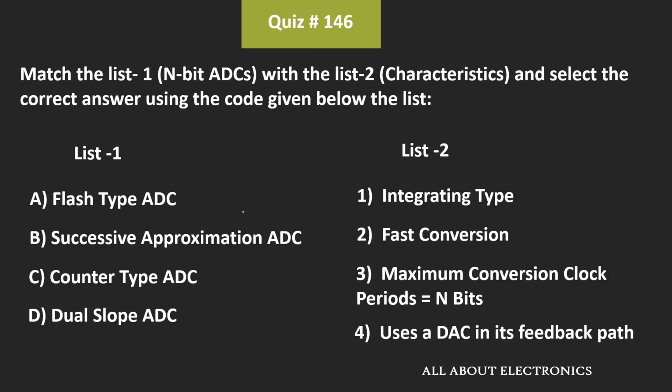Now we know that the flash type ADC is the fastest ADC. That means it has the fastest conversion time. That means for the flash type ADC, this second option is the correct one.